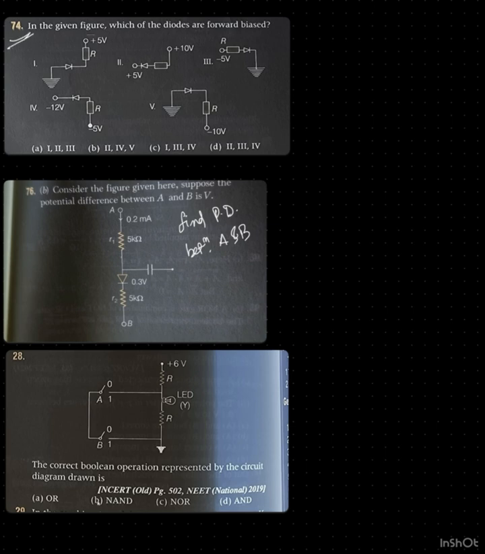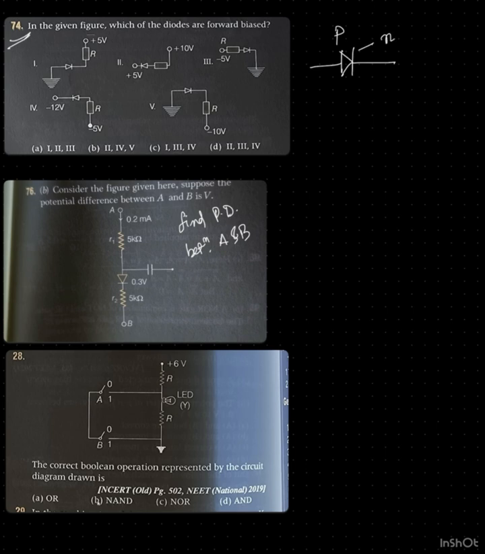In question number 74, you can see that it is given: in the given figure, which of the diodes are forward biased. Now this is the structure, or you can say symbol, of a PN junction diode, where this triangle means P and this bar means N.